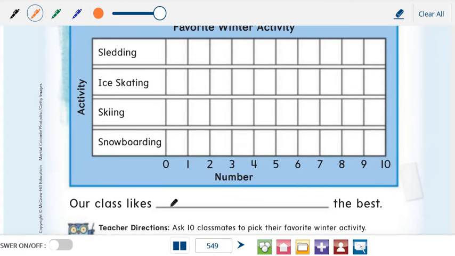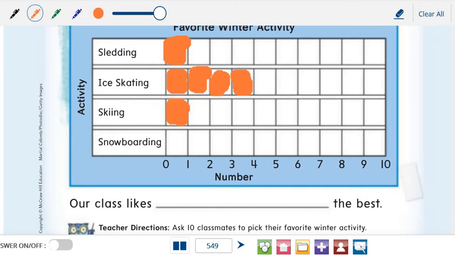Here they are. If you ask your mother, she may like sledding the best, so we will color this square. If you ask your dad, he may like skiing more, so we will color one vote for skiing. But if you ask your 4 sisters, maybe they like ice skating more, so we will color 4 squares for ice skating, like this, and 3 and 4.